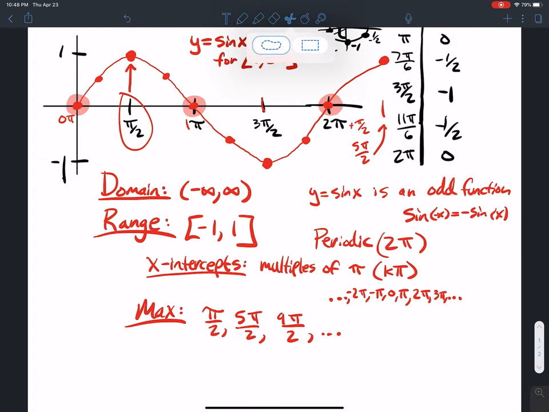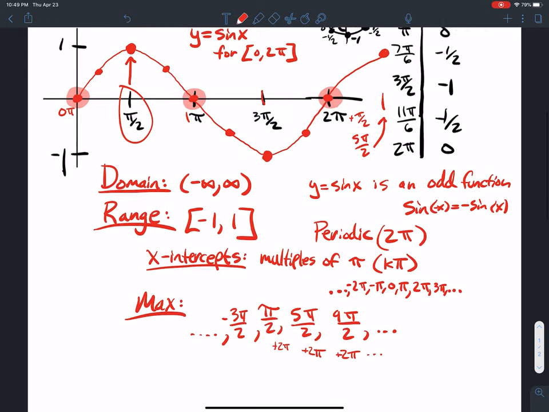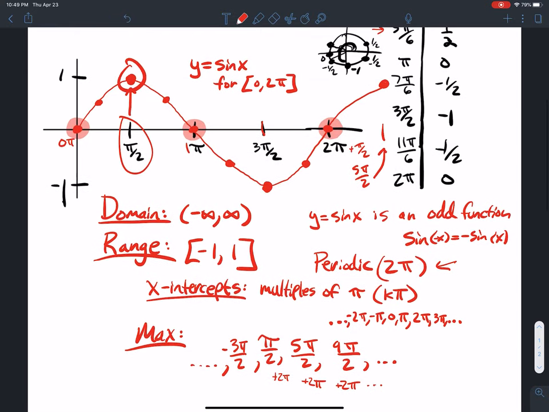But it doesn't just work one way. It goes the other way as well. So you could have negative 3 pi over 2, and then negative 5 pi over 2, and so on. All you're doing is adding 2 pi to get to the next one. Remember, it's periodic with period 2 pi, so you just need to add 2 pi to get to the next hump, the next value that's equal to that value.